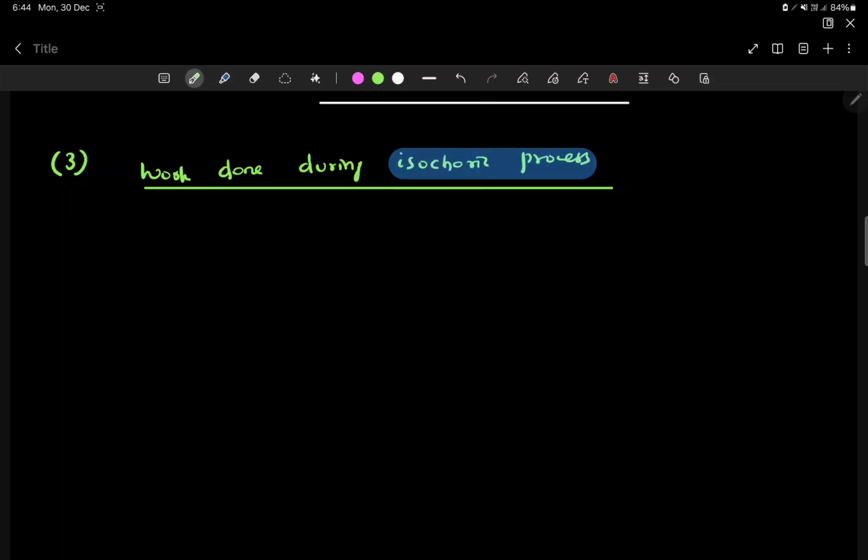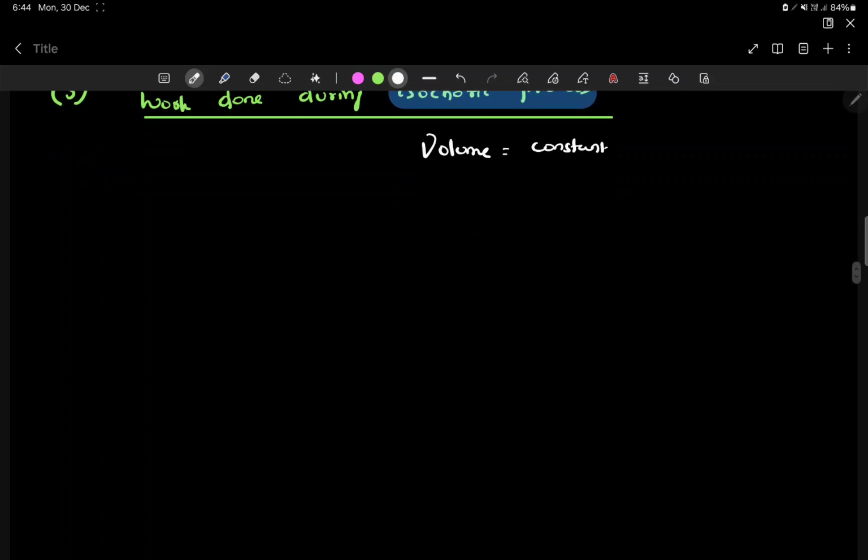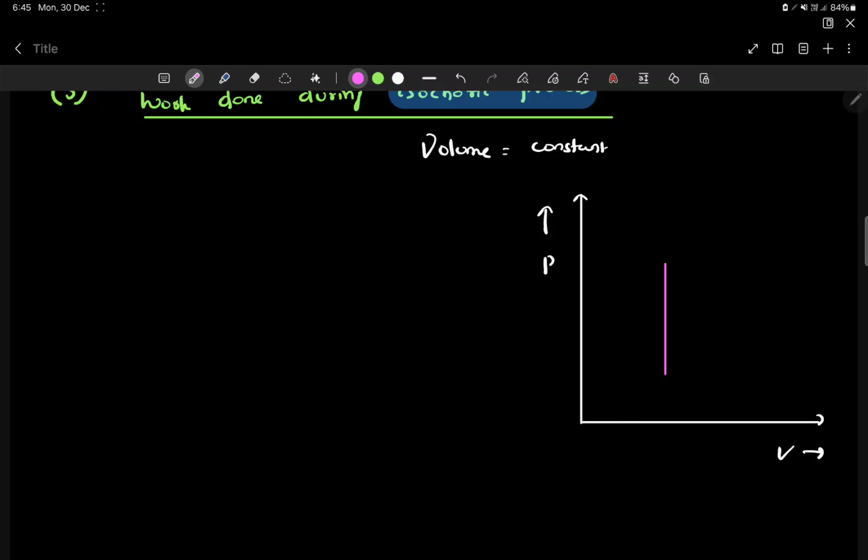In an isochoric process, which quantity is constant? In an isochoric process, volume is constant. So as volume is constant, what will be its PV diagram? Now see the PV diagram, the indicator diagram. This is P along the y axis and volume along the x axis. Volume is constant. Suppose this pressure is P1, and this pressure is P2, and the corresponding volume is V.